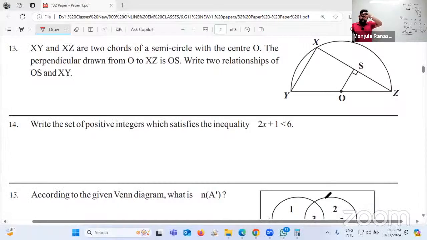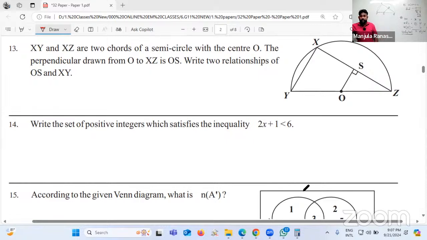See, XY and XZ are two chords of a semicircle with center O. The perpendicular drawn from O to XZ is OS, right? So this is a geometry question. This is a semicircle, with center O, and it is given that angle YOZ is 90 degrees, and here S and X are marked. Make the two relations between OS and XY.